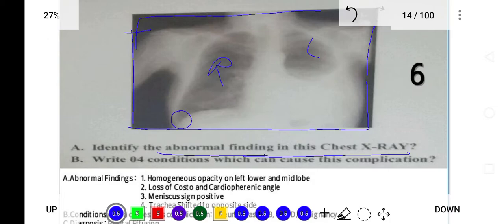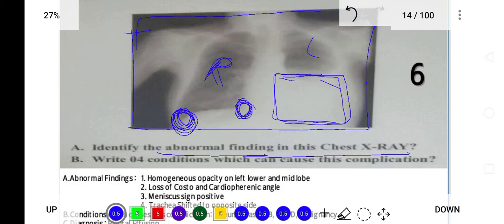As we have discussed, there are two angles in the x-ray. One is the cardiophrenic angle, which is present here, and another is the costophrenic angle. The cardiophrenic angle and costophrenic angle of the right side of the x-ray are normal, while on the left side there is loss of the cardiophrenic and costophrenic angle, and there is homogeneous opacity in the lower lobe and middle lobe of the patient, and this homogeneous opacity indicates some disease.